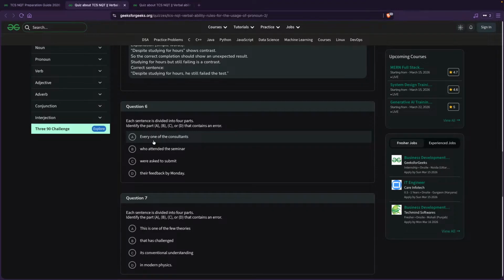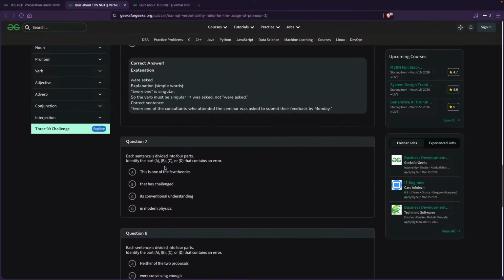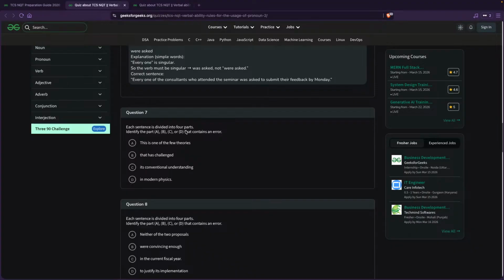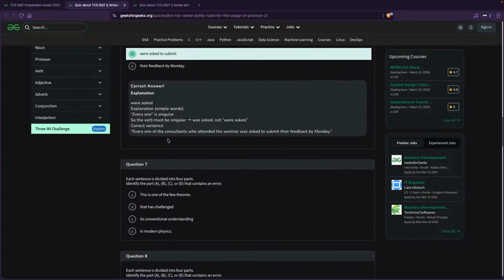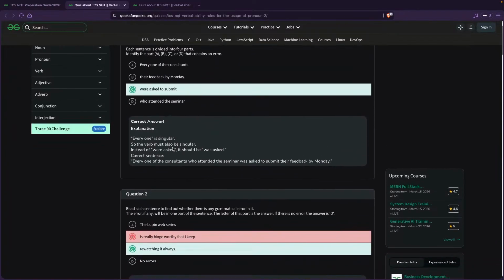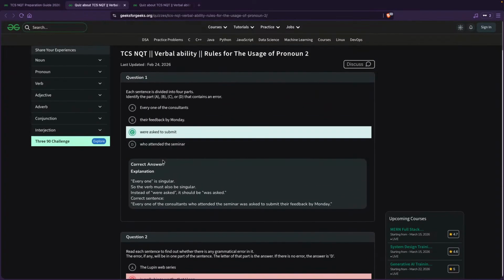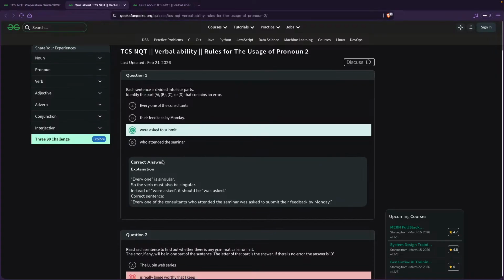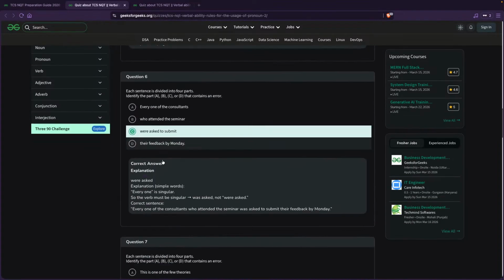Each sentence is divided into 4 parts. Every one of the consultants, everyone means singular. Only one of the consultants who attended the seminar were, same problem. Why would they include that? I think this question was in a previous one. Yeah, were asked to submit. Yes, it is a similar question.